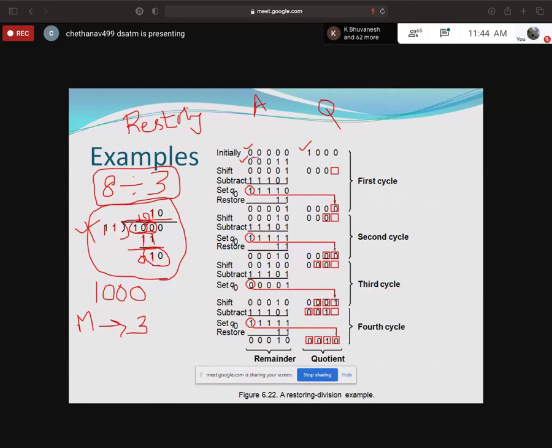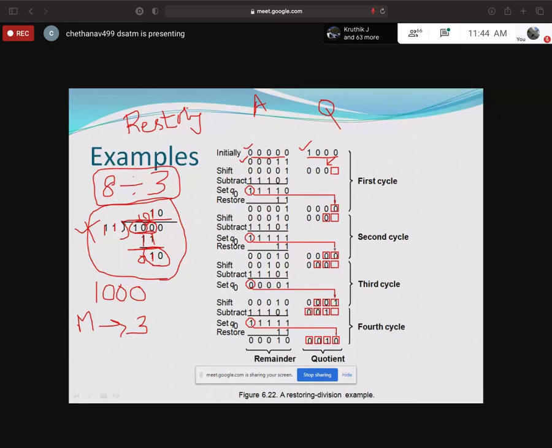This is complete data, this is your A, and this is your Q. You have to shift left by one bit. They have given it in the procedure. So I'll shift it. On shifting, what will happen? This 0 will be shifted towards the left side.